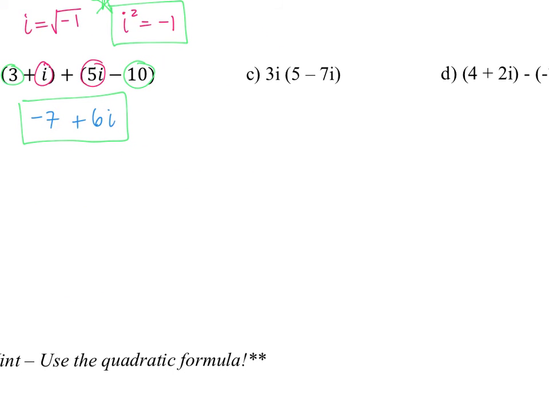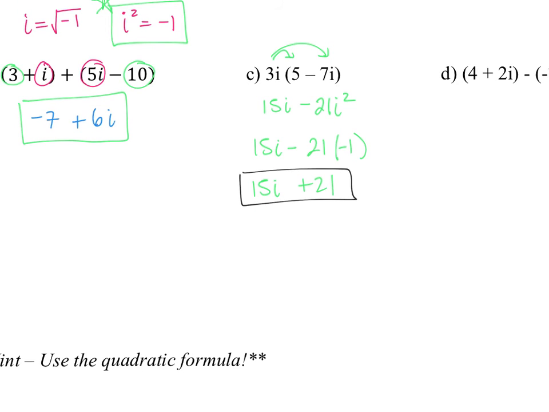Okay, with C here, I do need to distribute this 3i into the parentheses since it's in front. So I would get 15i minus 21i squared. So 3 times 7 gives me 21, and i times i gives me i squared. So I would have 15i minus 21, and the i squared is really going to end up being -1. So two negatives end up making a positive 21, and this is a 15i that comes down. So I've made this into a real number, and this 15i just drags down, and I can't combine anymore, so this is my final answer.